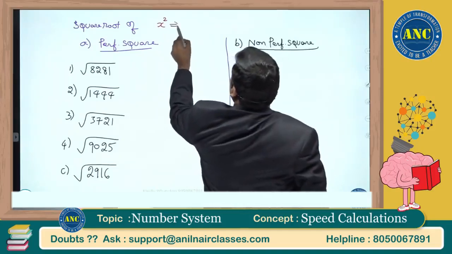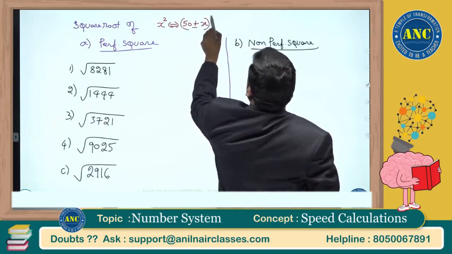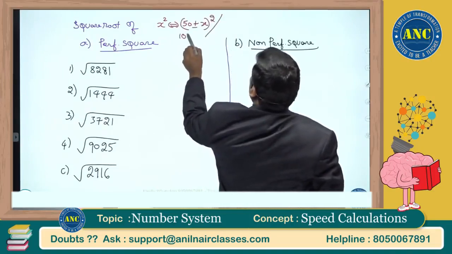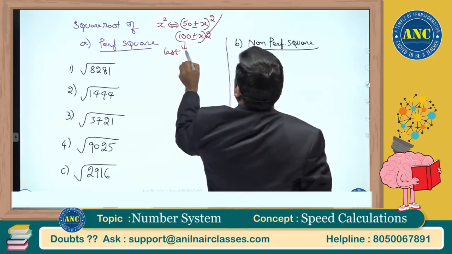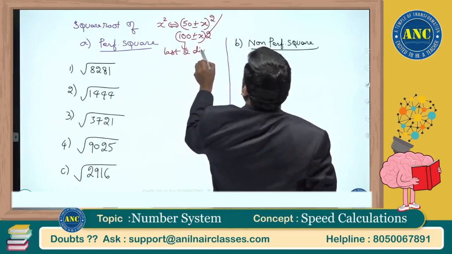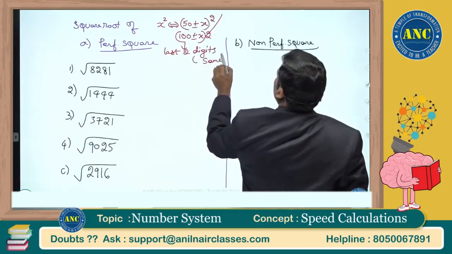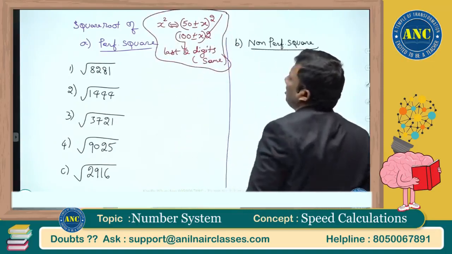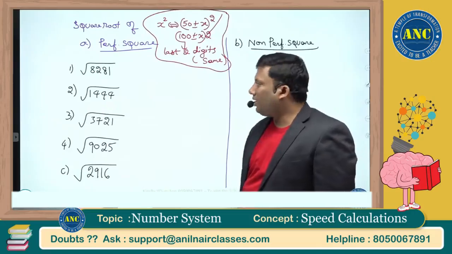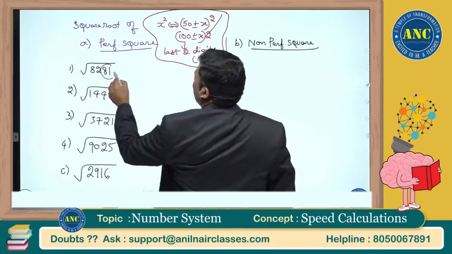x square, 50 plus or minus x whole square, or 100 plus or minus x whole square. Last two digits will be the same. Only attack the last two digits.